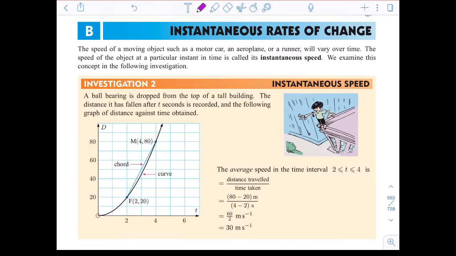All right, we're going to continue with part B. Now, part B is a little different from A. If you remember, part A was finding the average rate of change over a certain span. This part we're looking at the instantaneous rate of change.